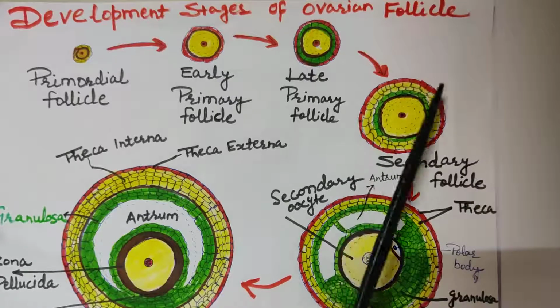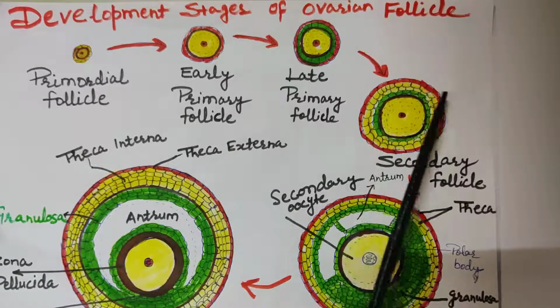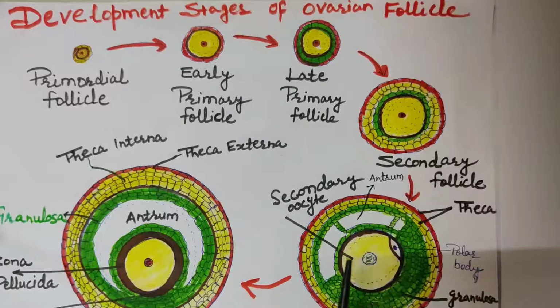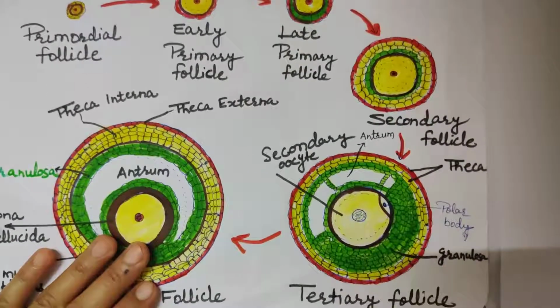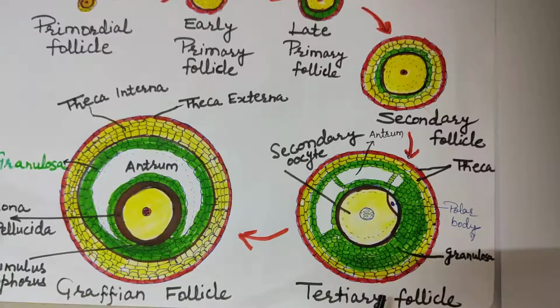Okay, this is the secondary follicle, and inner to it are the follicular cells. Inner to that is the primary oocyte. Now this next structure is called tertiary follicle. Okay, we call this structure tertiary follicle. In the outermost layer, the follicular cells we now call granulosa cells.